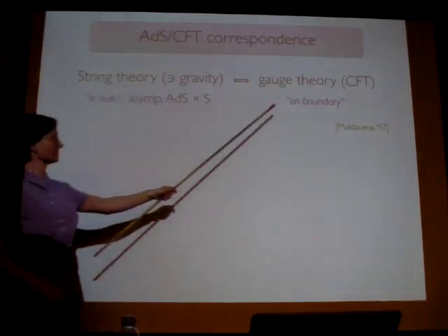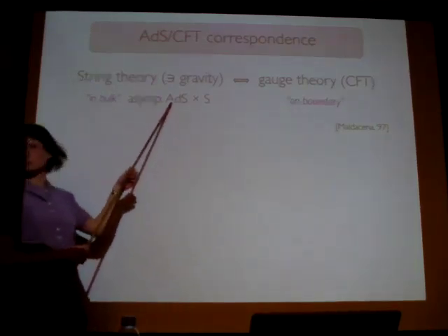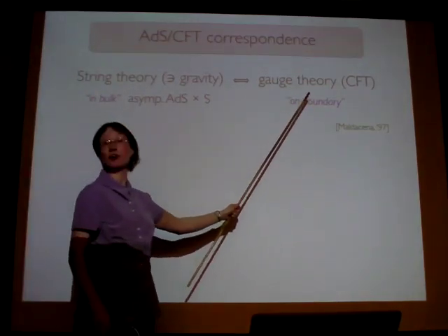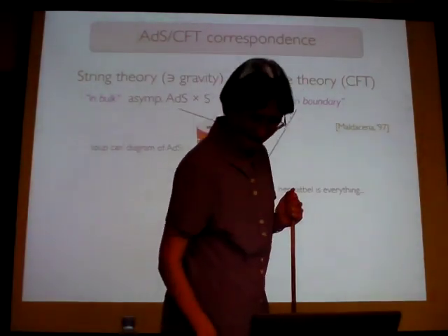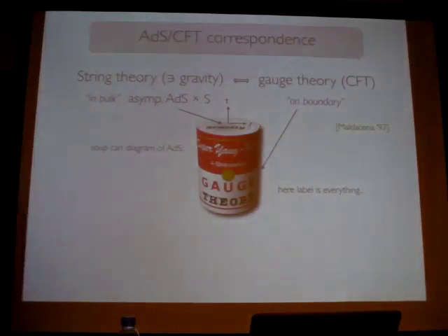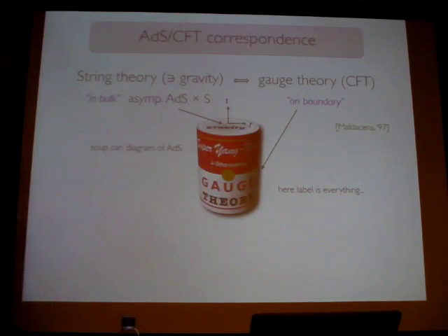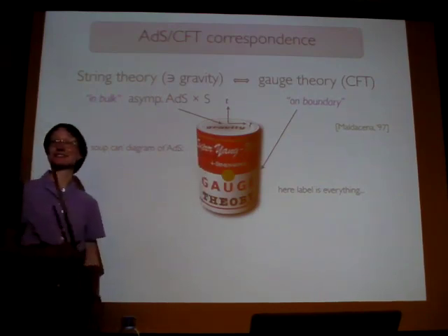Now, the two theories live in different dimensions. The string theory lives in the bulk of anti-de Sitter space, which is a negatively curved maximally symmetric space-time, while the gauge theory lives on the boundary of this AdS. So in the early days, people liked to think of this in analogy with a soup can. String theory is the soup inside, and the field theory is the label. But unlike an ordinary soup can, where the label just gives you a rough idea of what's inside, here the label actually is everything.